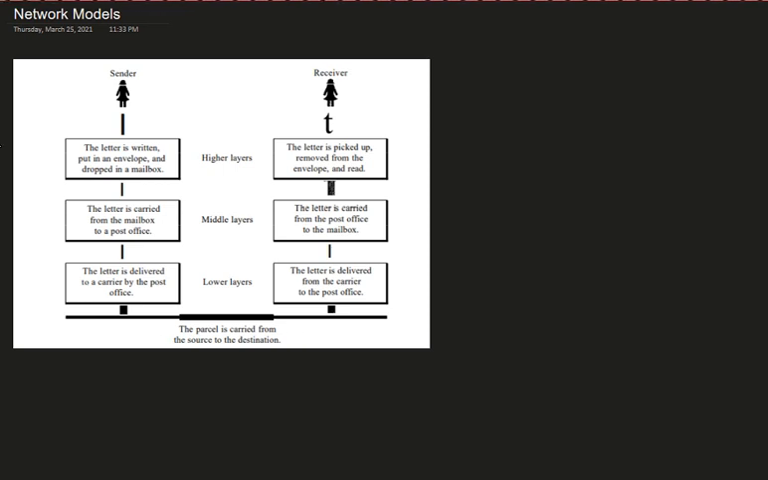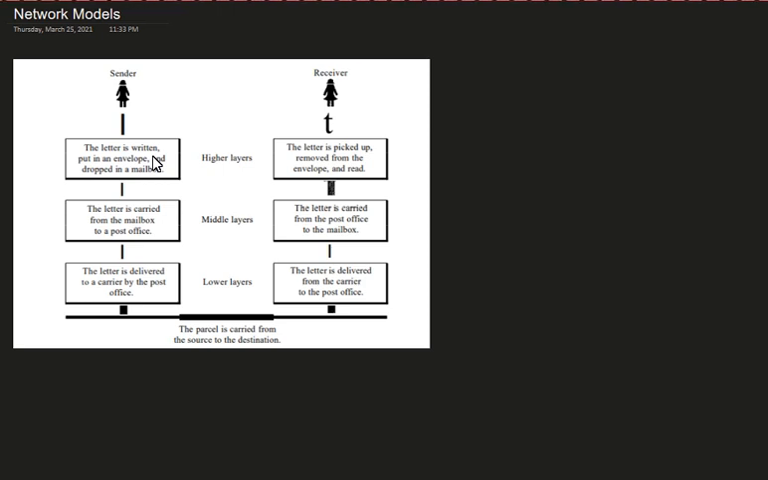From the sender to the receiver, there is a hierarchy of tasks present. Take note that at the sender side, let us describe in order all the activities that are happening. At the higher level, the sender writes the letter, inserts it in an envelope, writes the sender and receiver addresses, and drops the letter in the mailbox.